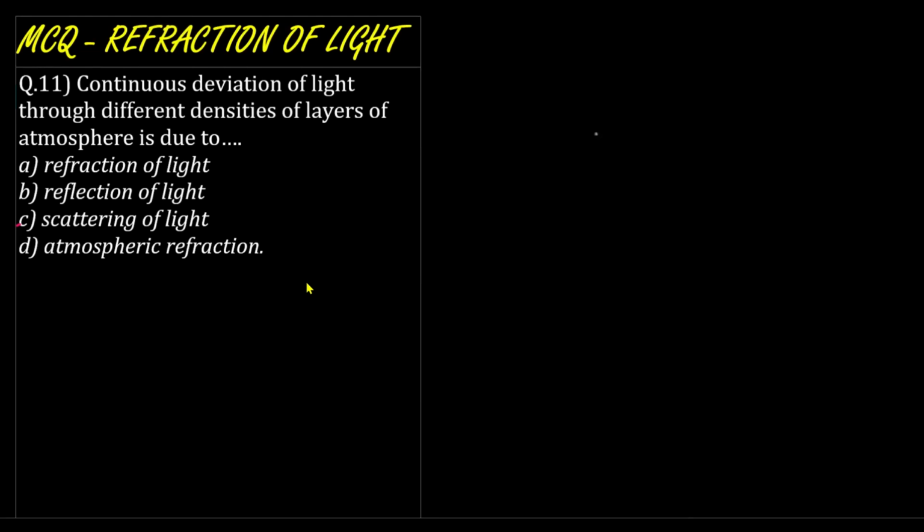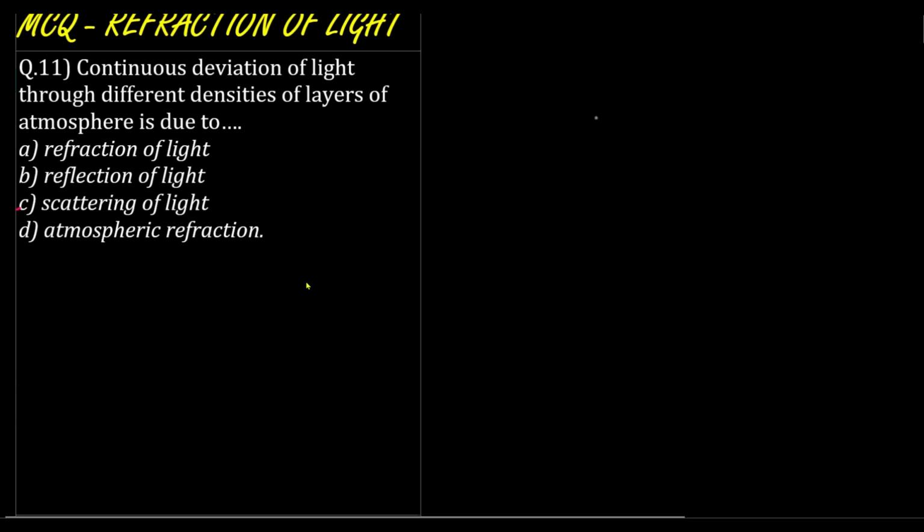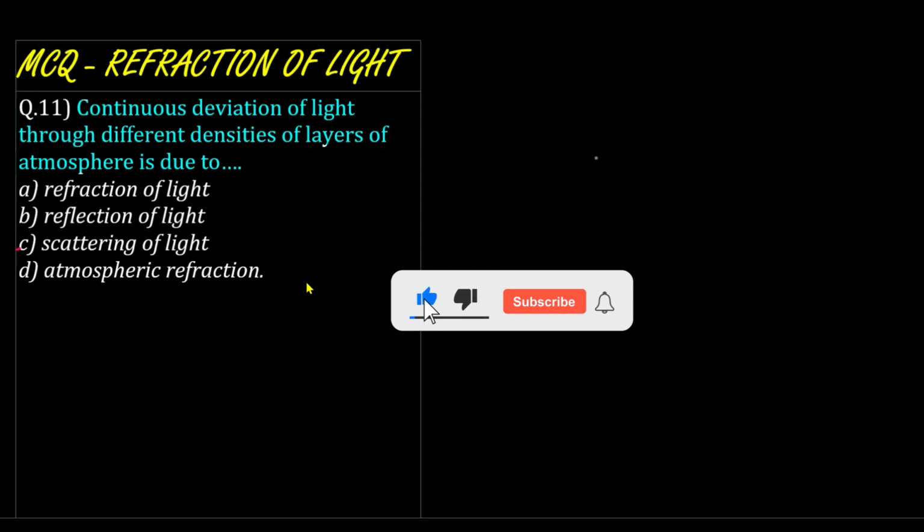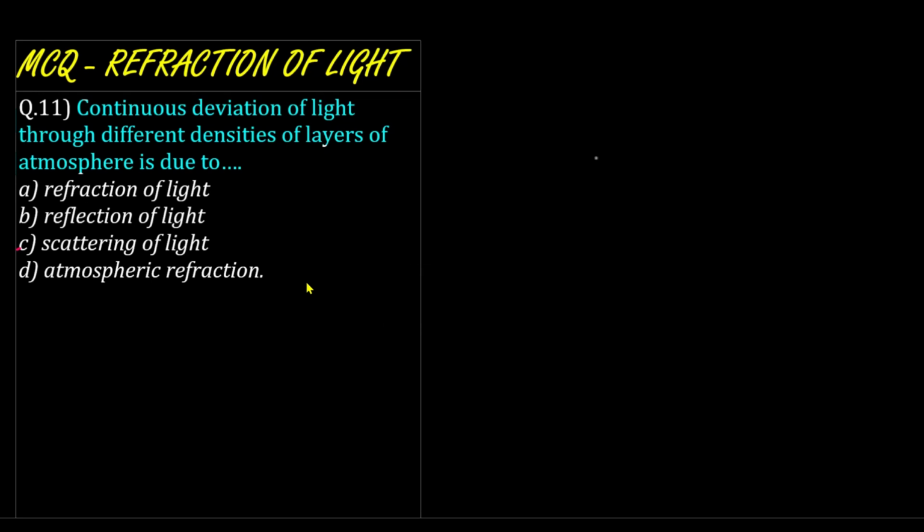Well, next, the 11th one. It says the continuous deviation of light through the different layers of density in the atmosphere is due to refraction of light, scattering of light, or atmospheric refraction. Yes, clearly that is atmospheric refraction, as we have done two or three times.